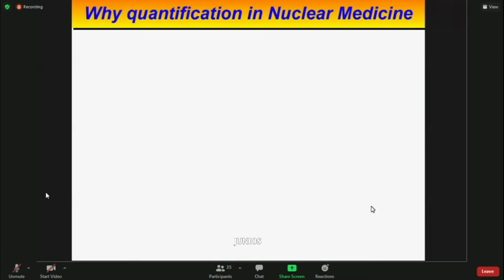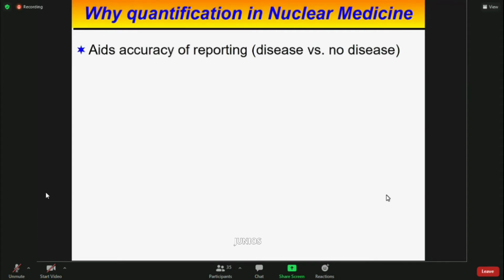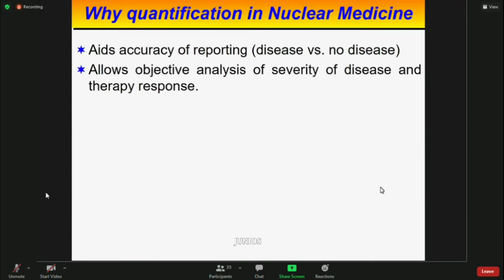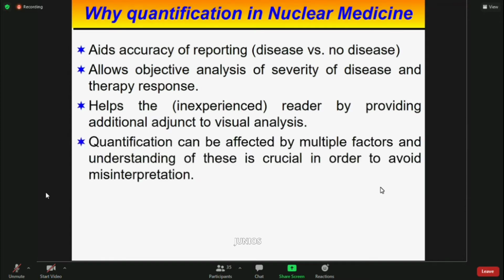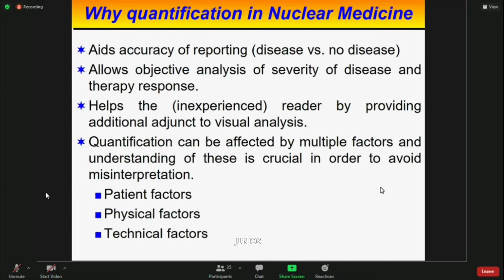Why is quantification needed in nuclear medicine and what is its importance? It aids the accuracy of reporting, that is disease versus no disease, allows objective analysis of severity of disease and therapy response, and helps the inexperienced reader by providing an additional adjunct to visual analysis. Quantification can be affected by multiple factors, and understanding these is crucial in order to avoid misinterpretation. These are the factors which can affect quantification in nuclear medicine: patient factors, physical factors, and technical factors.